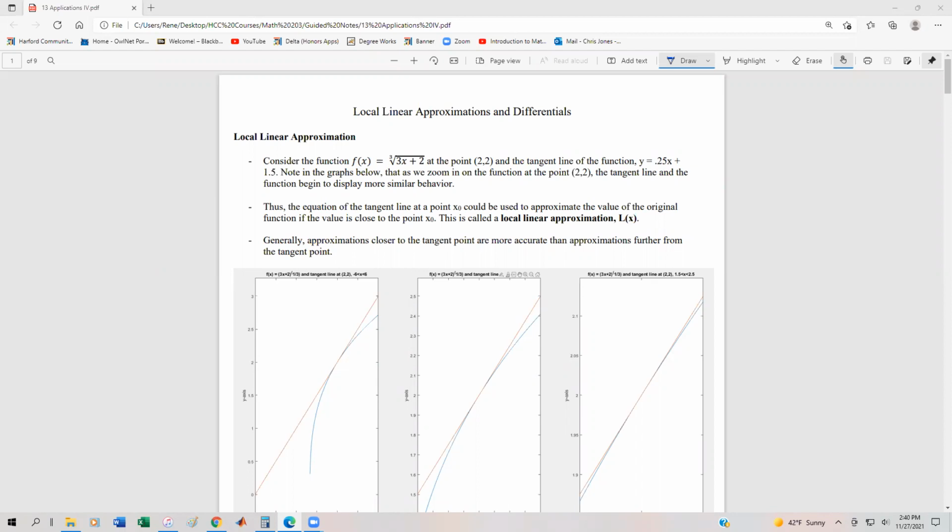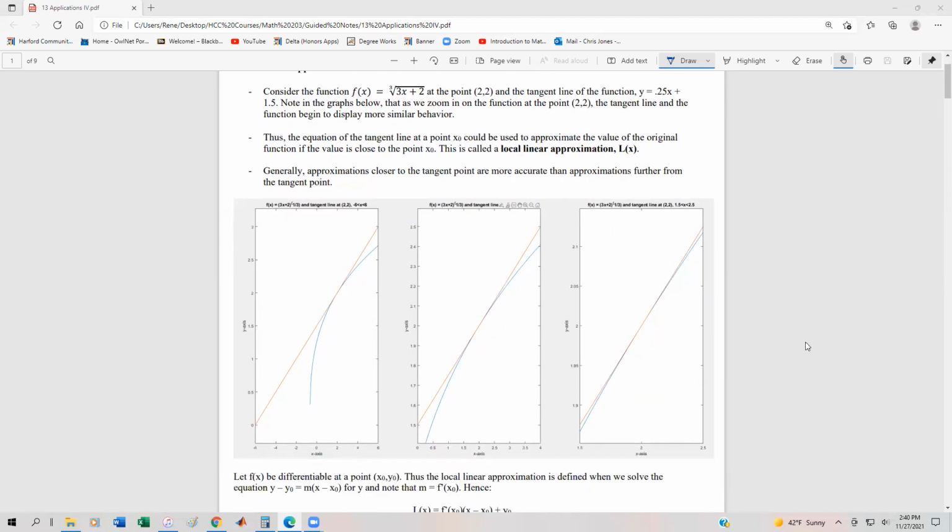This is used a lot of times in computer programming to expedite programs that might utilize difficult functions, to be able to approximate them. Being able to find the equation of a tangent line around that point can expedite and optimize the efficiency of that computer program. The idea behind it is that we have a function.